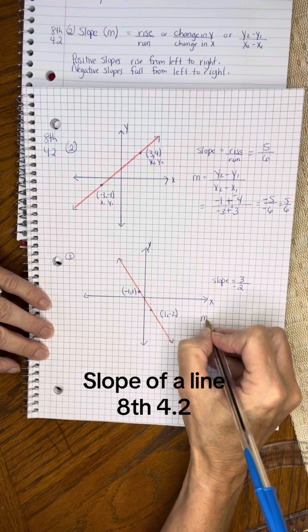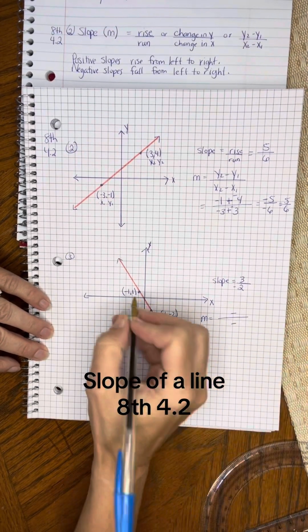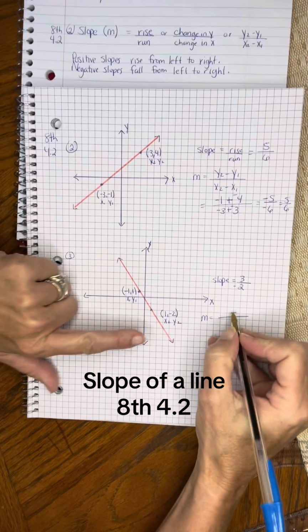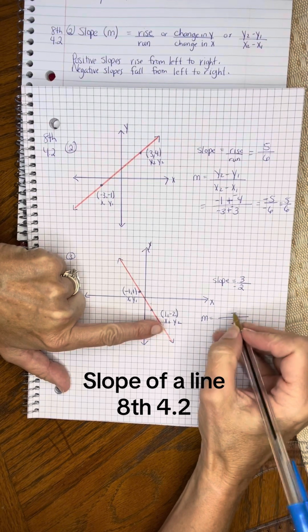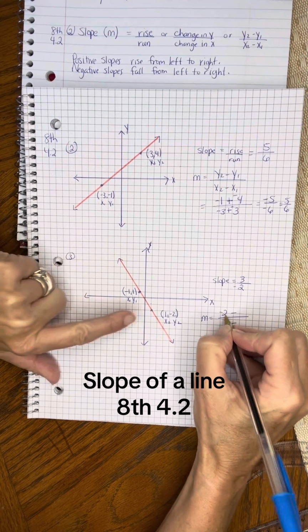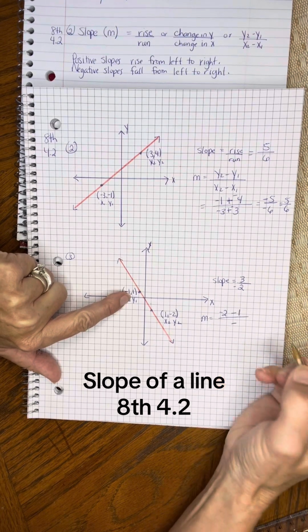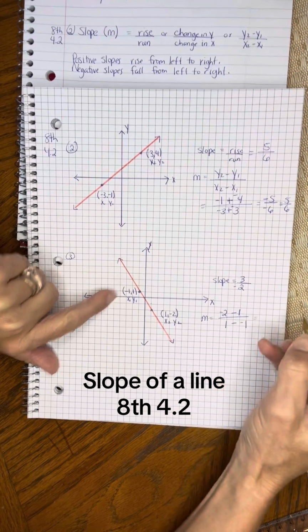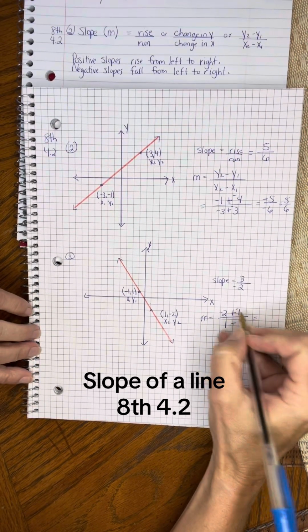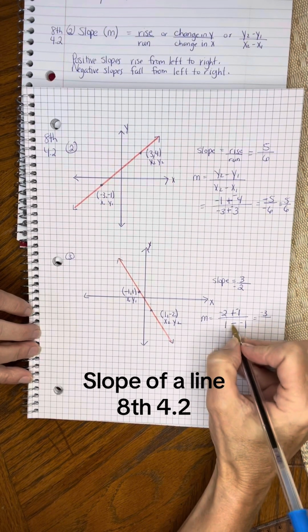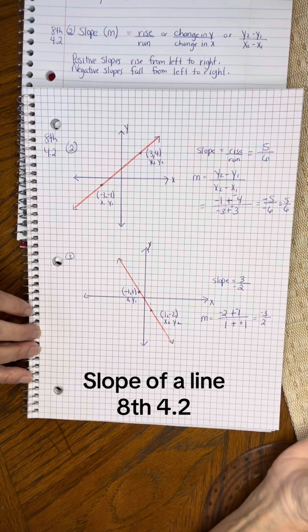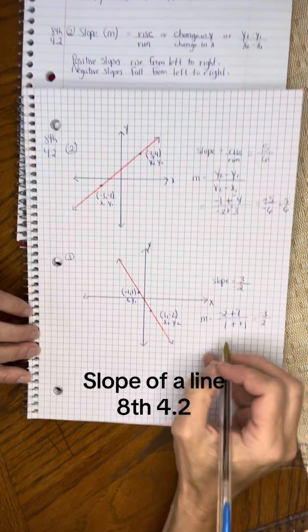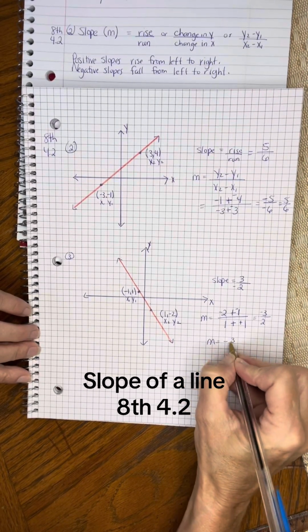If I'm using the formula, I'll make the template. I'm going to call this one x1, y1, and this one x2, y2. So the y's go on top, and that's going to be -2 minus 1 in the numerator, and the denominator is the x's, so that's 1 minus -1. So on top I got -3, and on bottom I have 1 minus -1. I add the opposite and I get 2. So I've got -3 over 2. Now it doesn't matter if the negative is by the 2 or the 3 or in the middle, but it's -3 over 2.